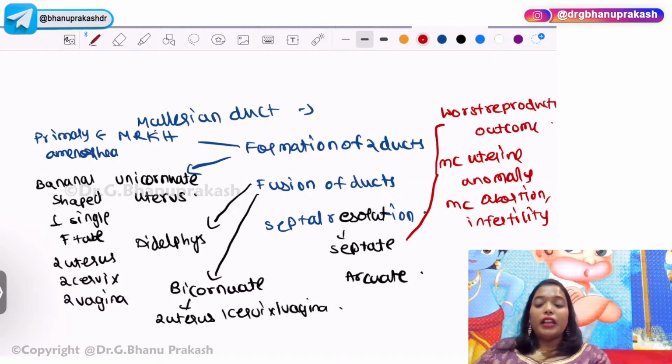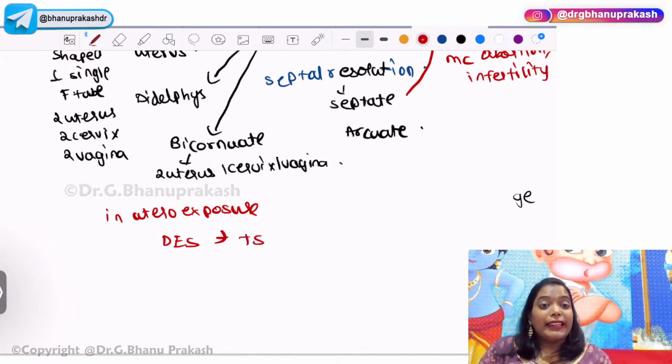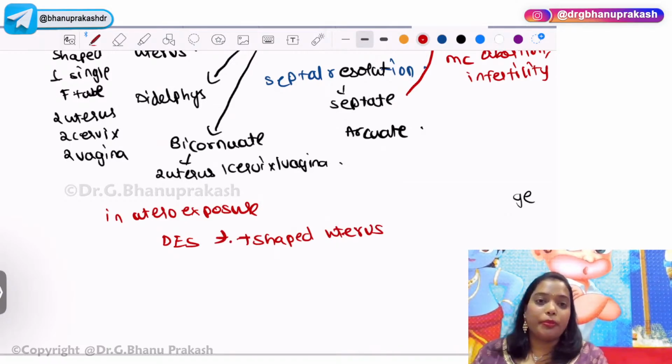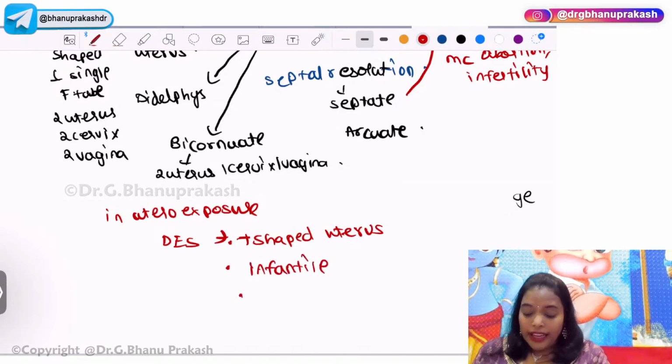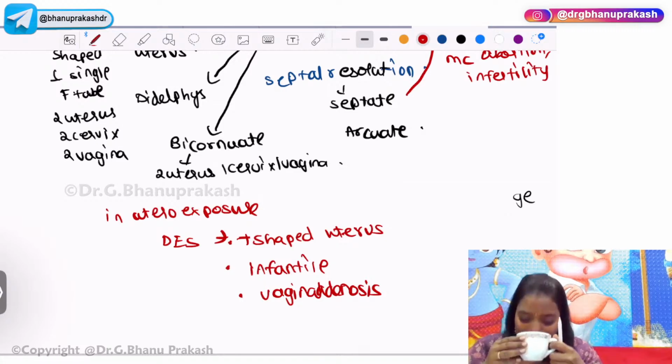Yes, you're all correct. Now, last, what we have is in utero exposure to diethylstilbestrol. So if there is in utero exposure to diethylstilbestrol, it will result in T-shaped uterus, infantile uterus. There will be vaginal adenosis. You once got a question, what is the cancer seen with this in utero exposure to diethylstilbestrol? Can you answer what will be the cancer associated with in utero exposure to diethylstilbestrol?